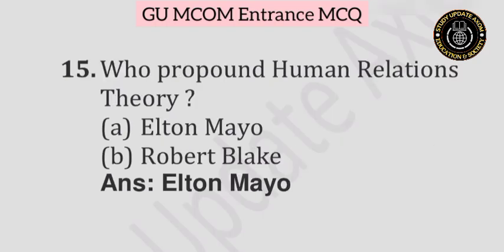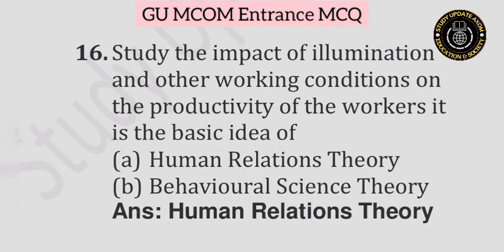Question number 15. Who propounded human relation theory? Option A. Elton Mayo. Option B. Robert Black. Answer is Elton Mayo. Question number 16. Study the impact of illumination and other working conditions on the productivity of the workers. It is the basic idea of option A. Human relations theory. Option B. Behavioral science theory. Answer is human relations theory.